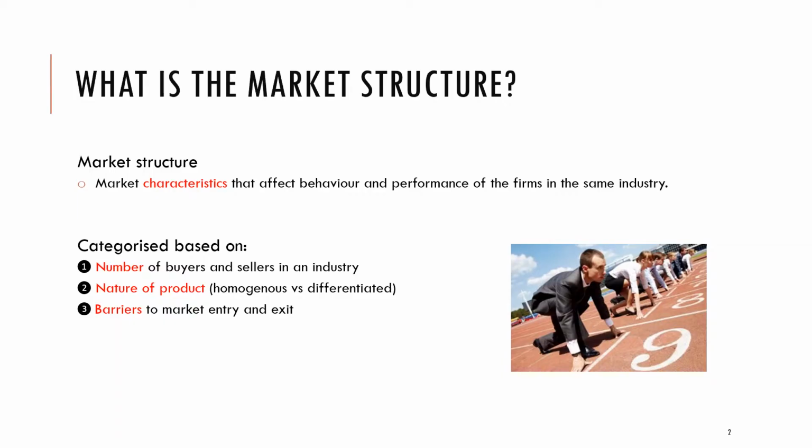Market structure refers to market characteristics that affect the behavior and performance of firms in the same industry. Among the factors that influence the competitive environment of a market are the number of buyers and sellers in an industry, the nature of the product offered by sellers, whether the products are homogeneous or differentiated, and barriers to market entry and exit.